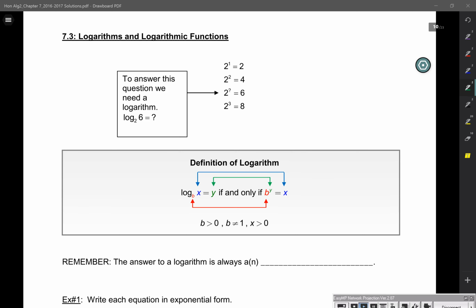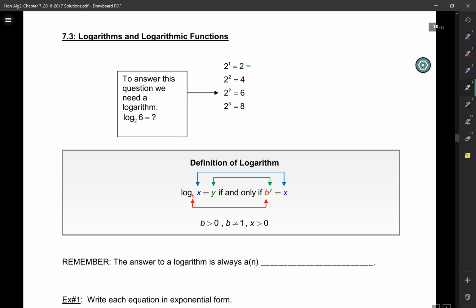Exponents, right? I have 2. I raise it to the power of 1 and I get 2. 2 to the power of 2 gives me 4. 2 to the power of 3 gives me 8. So in going from an exponent of 2 to 3, my value jumps from 4 to 8, right? And I miss all the other numbers completely.